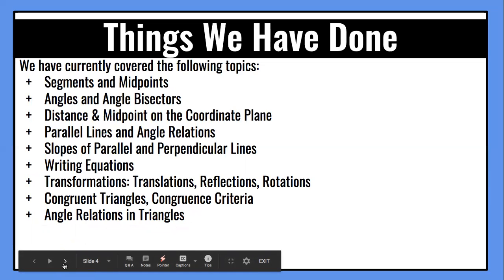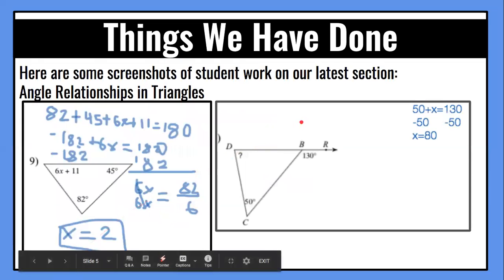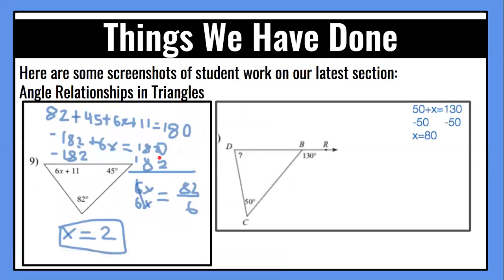Yeah, so that's just some of the stuff we've covered this school year. Here's a screenshot of some student work involving angle relationships in triangles. So our students know that when it comes to angle relationships in triangles, the sum of all angles in the triangle is equal to 180. You can see that: 82 plus 45 plus 6x plus 11. That's what the student has written, and their job is to solve for x.